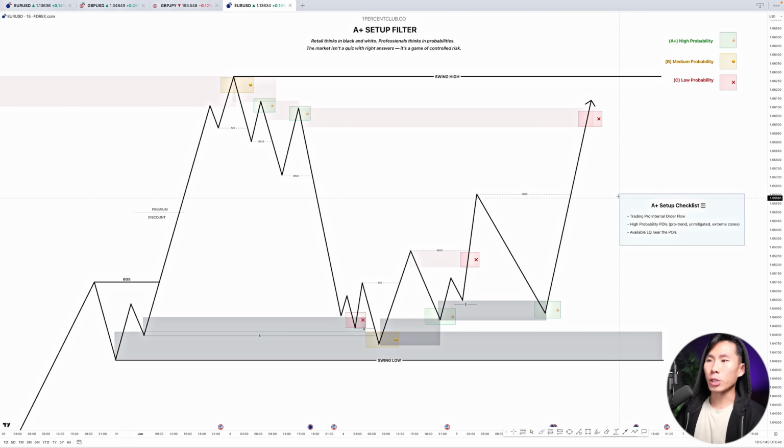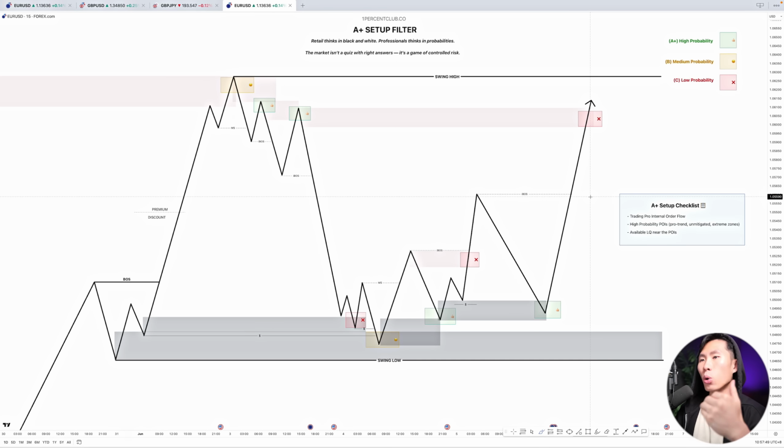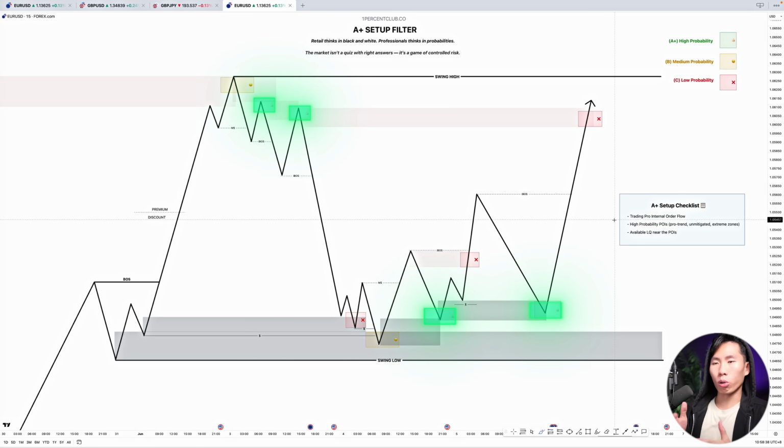Alright, so this is pretty much the A+ setup checklist that you can put inside your trade plan. You basically want to be trading pro internal order flow with the internal structure, and you also want to be entering at a high probability point of interest. I'm talking about those zones that are aligned with the higher time frame order flow, right? So demand zones in a bullish market structure and supply zones in a bearish market structure, and also your unmitigated zones, your extreme zones, zones that swap liquidity, flip plus sweep zones, and so on and so forth, right?